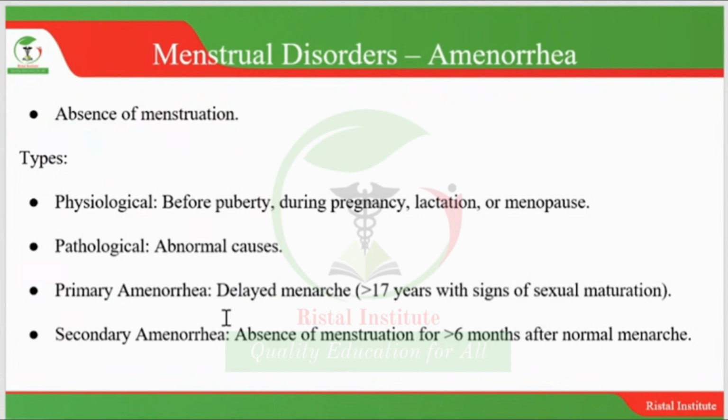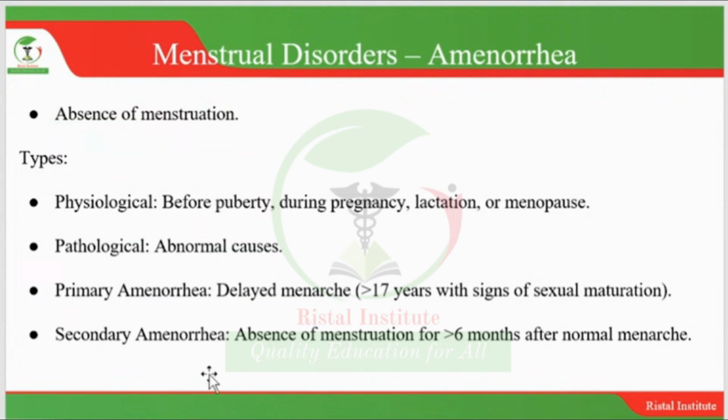For example, we expect that a girl should go into her periods before 17 years. But when it is more than 17 years, for example, the girl is now 19, 20, and she has not gone into her periods, this is what is known as primary amenorrhea.